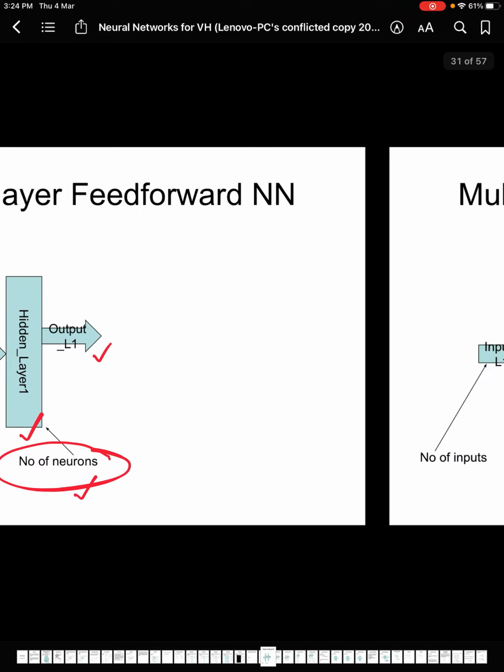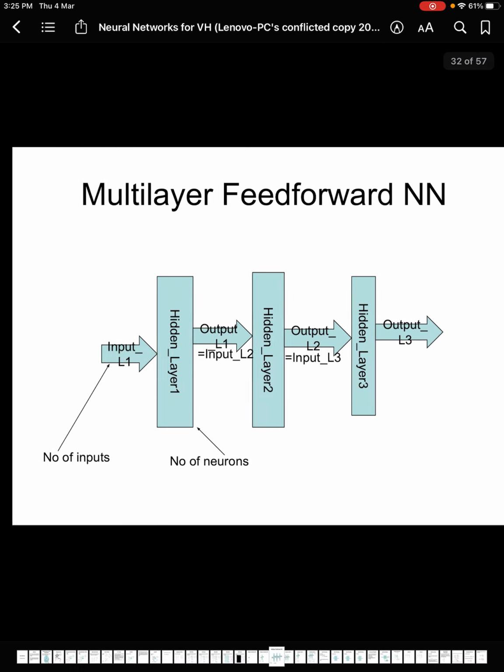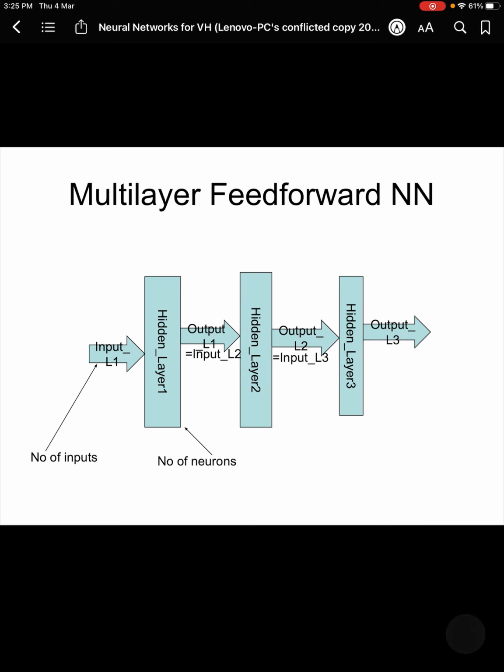Then the output could be supplied to the next hidden layer, so that is hidden layer 2, and the output of hidden layer 2 serves as an input to the next layer. So every output of a hidden layer can be independently the output of the full network, or could also be an input to the next hidden layer. Here you have a 3-layer neural network: hidden layer 1, hidden layer 2, hidden layer 3, and the final is the output layer.